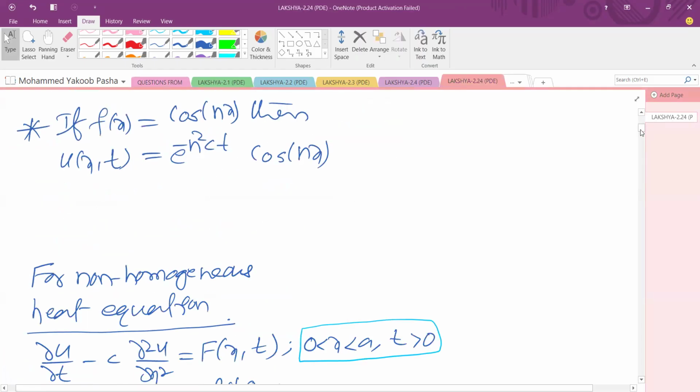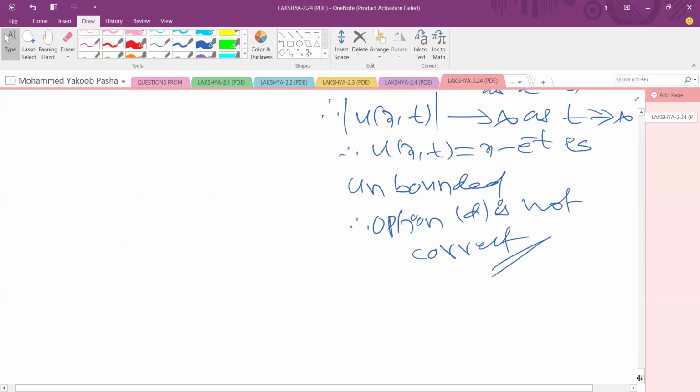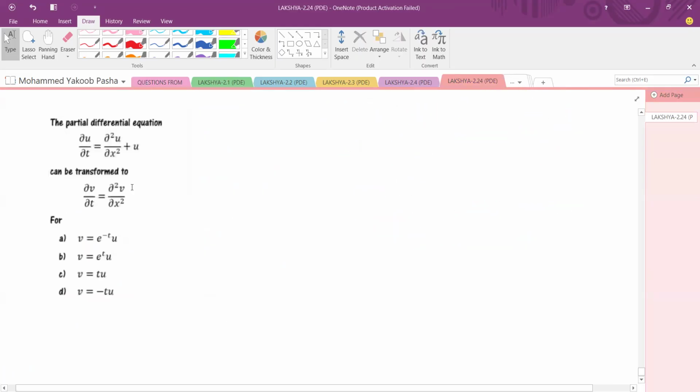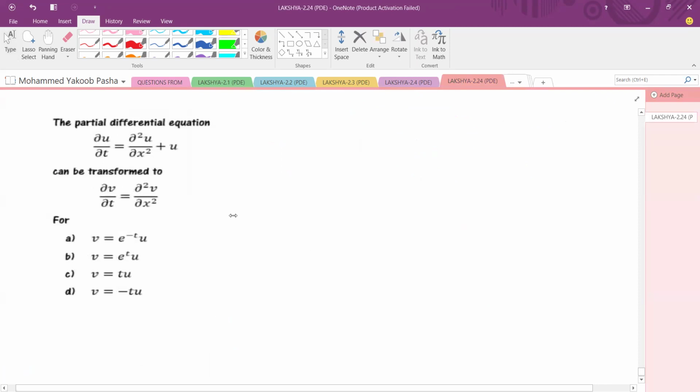Yes, one second. This is my problem. The partial differential equation dou u by dou t is equal to dou square u by dou x square plus u can be transformed to dou v by dou t is equal to dou square v by dou x square for v equal to e power minus t into u, v equal to e power t into u, v equal to tu, v equal to minus tu. This is CSIR NET 2013 December question.